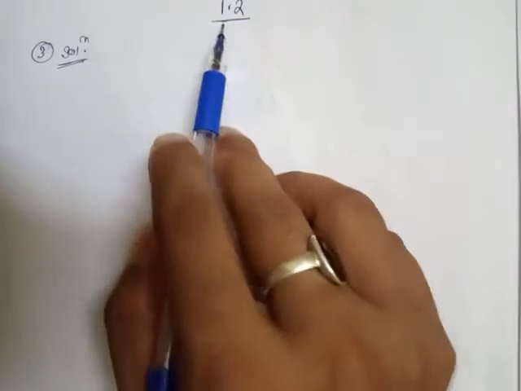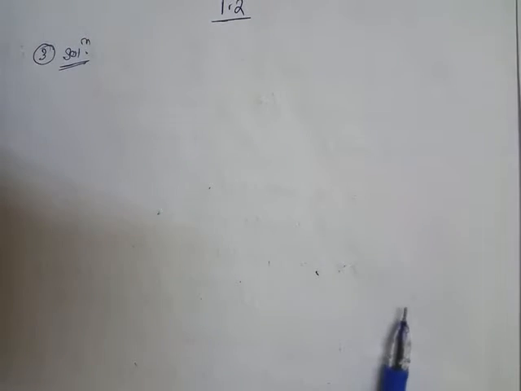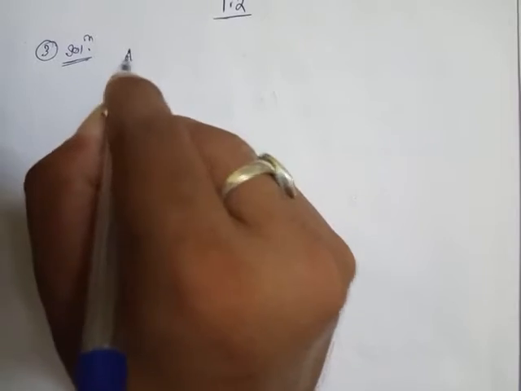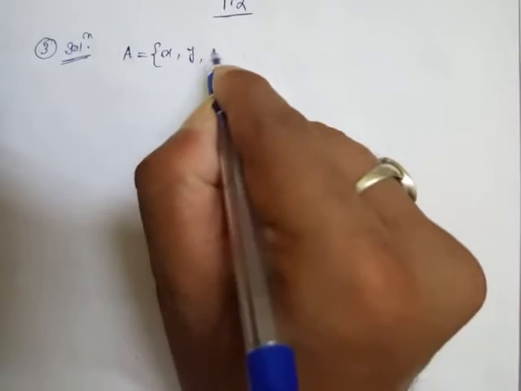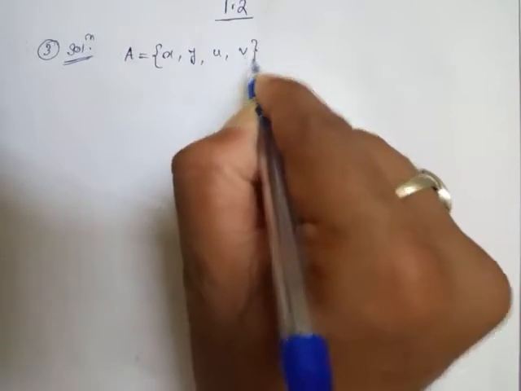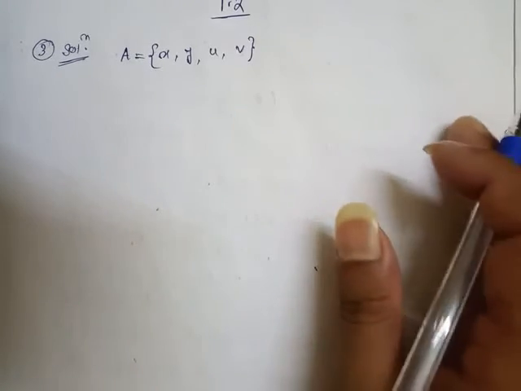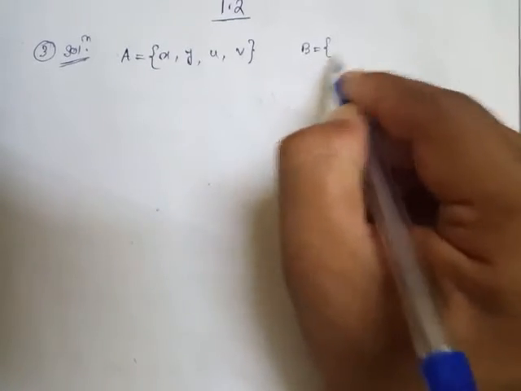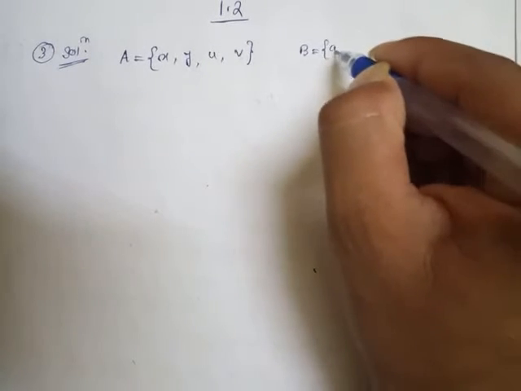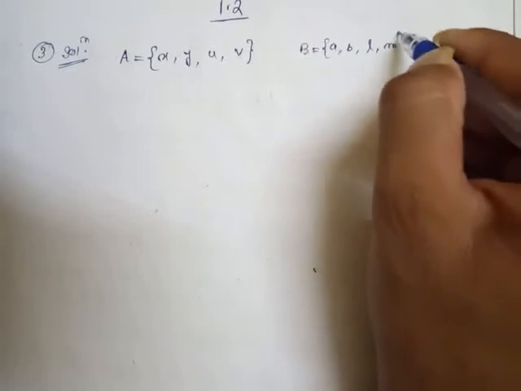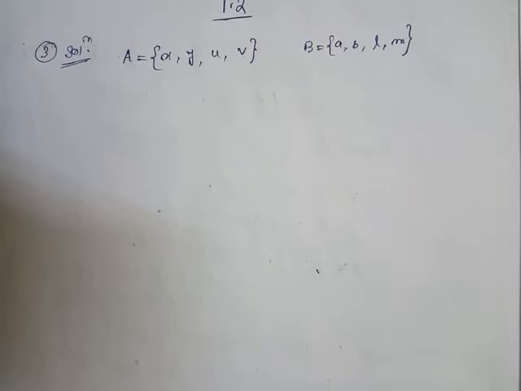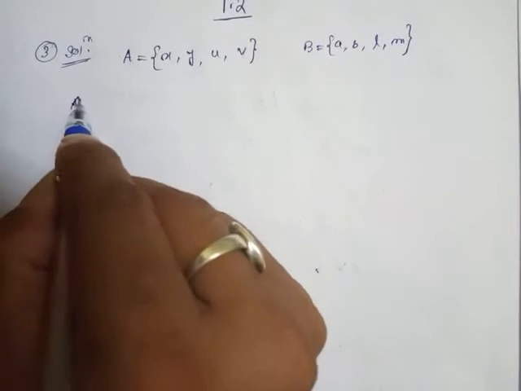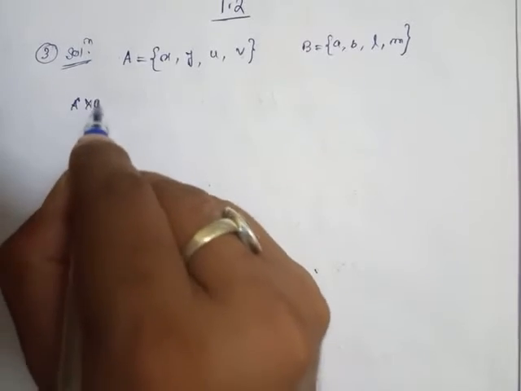Students, here I have written the 1.2 question number 3 solution, and now I am going to solve this one. First of all, I will write A equals the elements x, y, u, v. These are the elements given for the set A, and for the set B the elements are a, b, l, m. Now after that we have to find A product B.